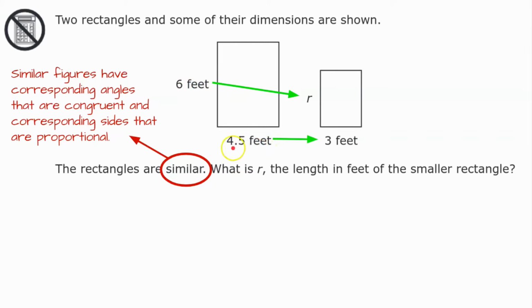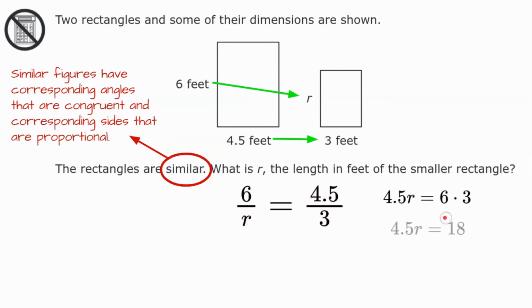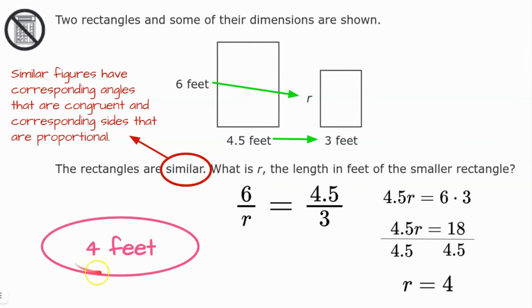Then the other pair is 4.5 feet to 3 feet. So the longer side of this rectangle to the longer side of the other rectangle, shorter side to shorter side. Now we know they're proportional, so we can write a proportion. Our first ratio is 6 to R, 4.5 to 3. So you can see I have larger rectangle to smaller rectangle. Cross product, 4.5R equals 6 times 3, which is 18. Divide both sides by 4.5, and R is equal to 4, so my solution in units is 4 feet.